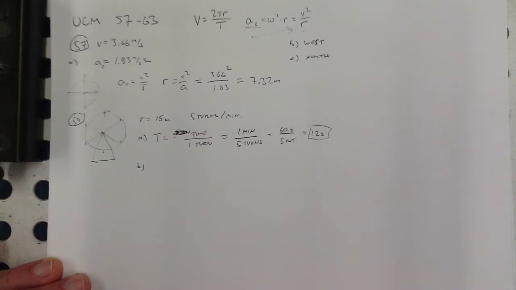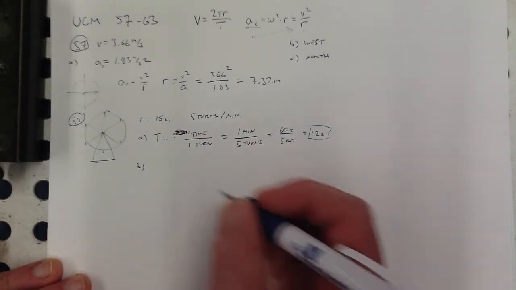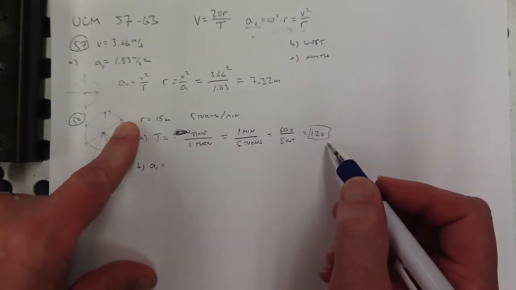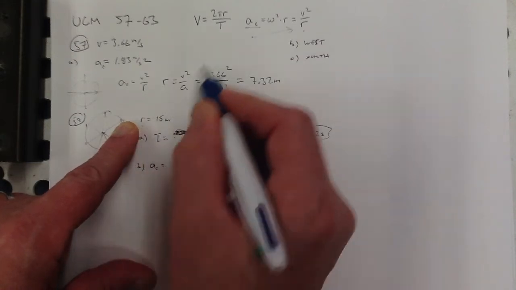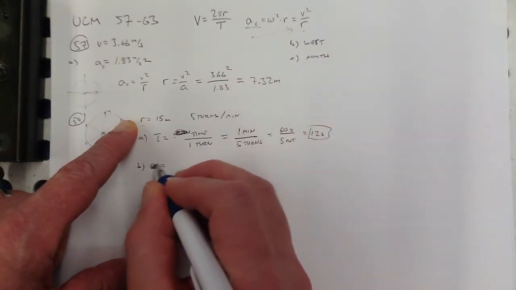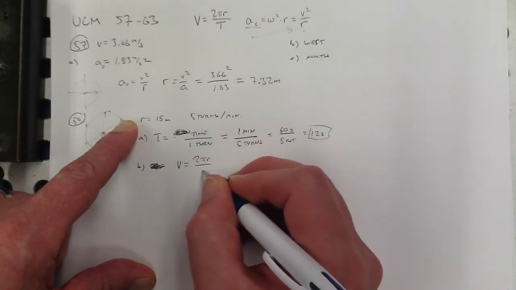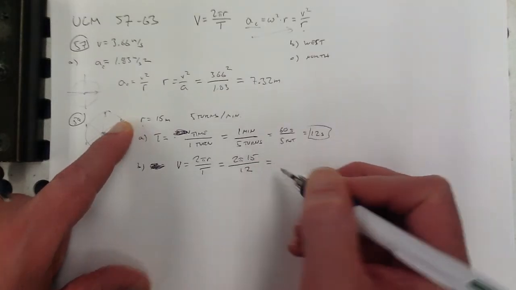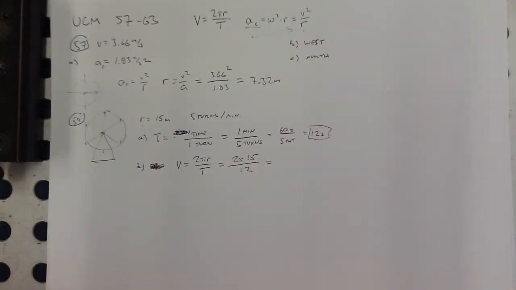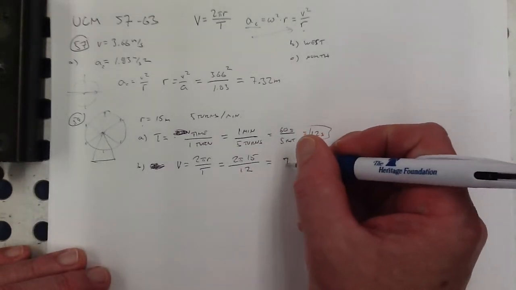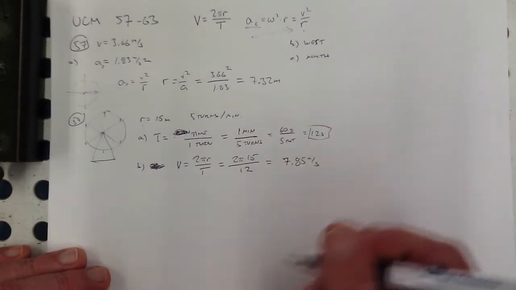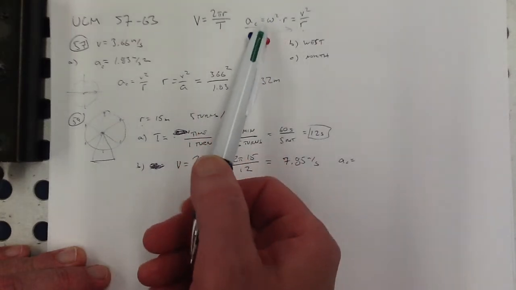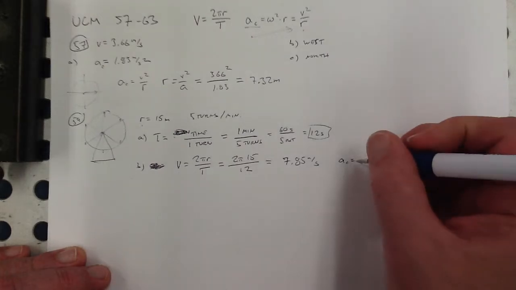B, what are the magnitude and direction of the acceleration at her highest point? So let's see. What do we have? Now I have right here the period and the radius. I need to find v, 2 pi r over T. So let's do that. That's 7.85 meters per second. And then her centripetal acceleration will be, I guess I could have done it another way, I'll back up in a second. So I found the v and did this.